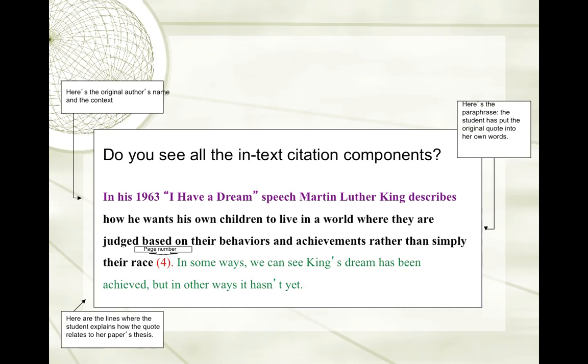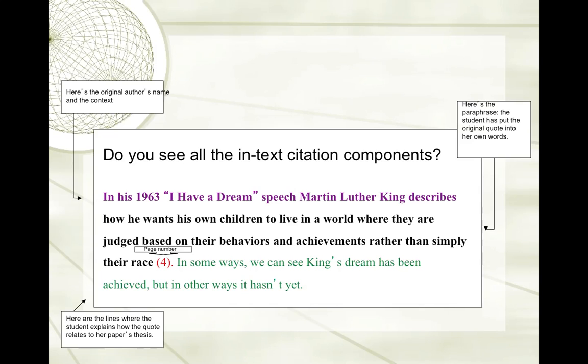If you're familiar with King's speech, he says, I believe all people, my children, should be judged by the content of their character, not the color of their skin. Okay, but the way that it's been put here is judged based on their behaviors and achievements rather than simply their race. That's a little bit different than what he actually said, but it conveys the exact same idea.